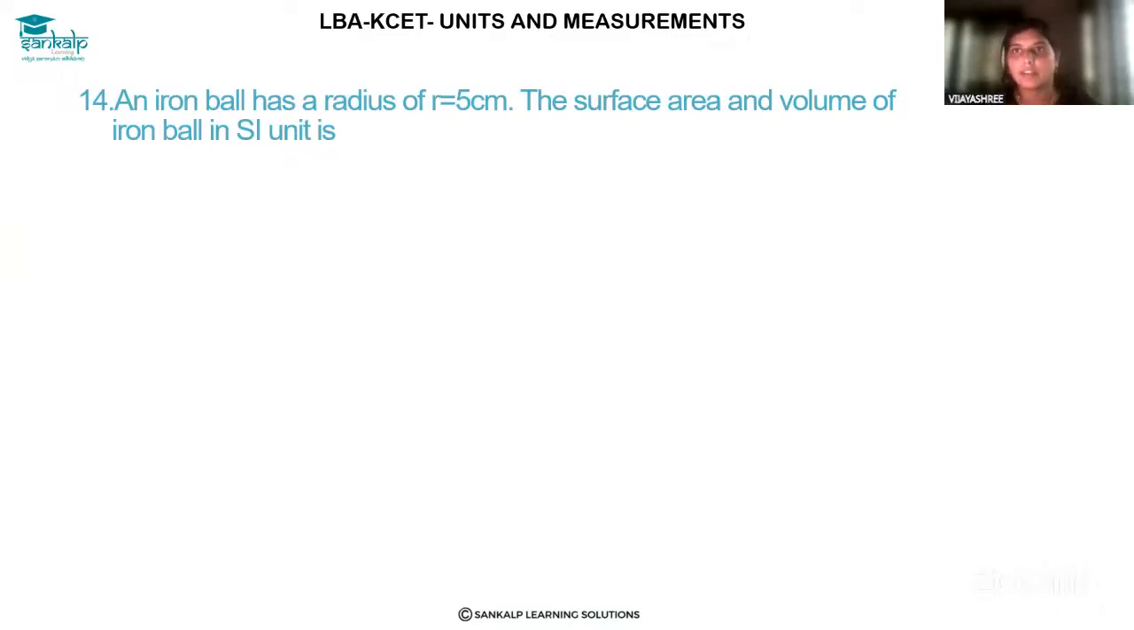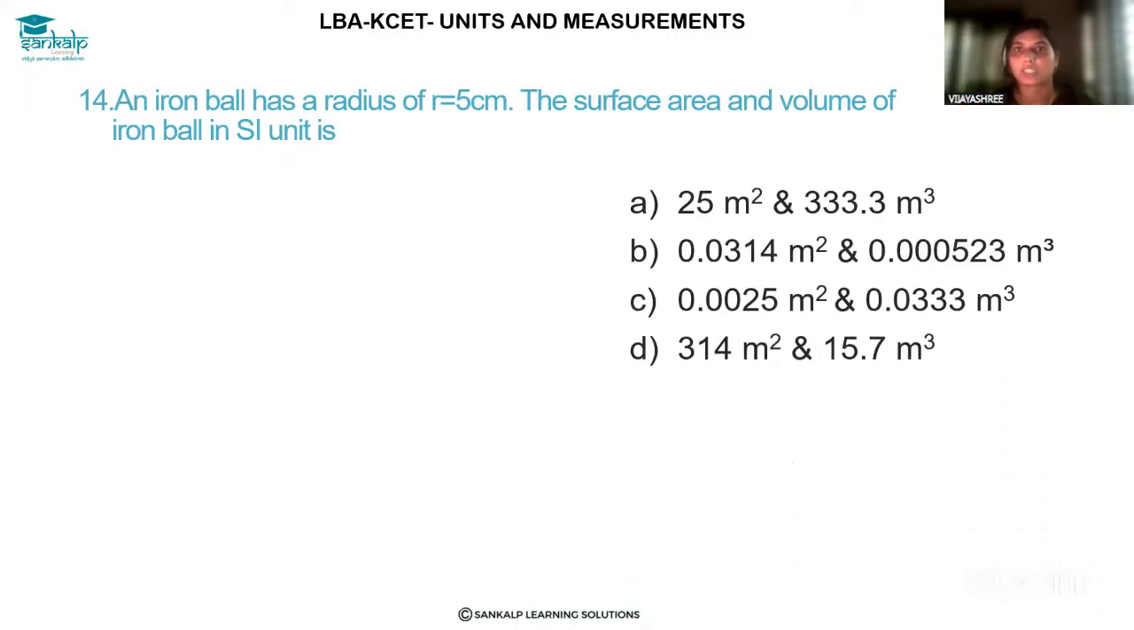Let us look at question number 14. An iron ball has a radius R equal to 5 centimeter. The surface area and volume of the iron ball in SI unit is. We need to identify the volume and area in SI unit. Options: option A, option B, option C, option D. So different area and volume are given. We need to identify which option is correct.